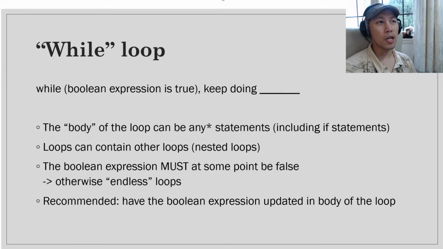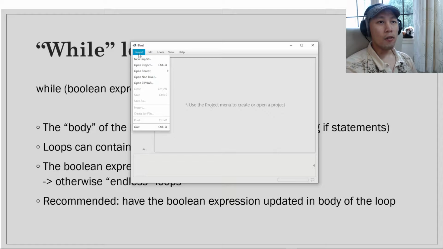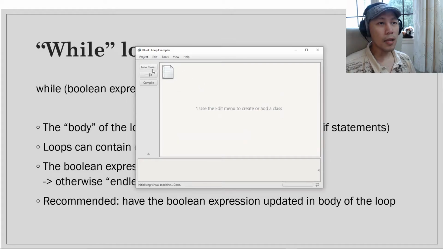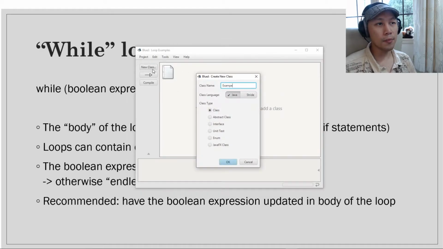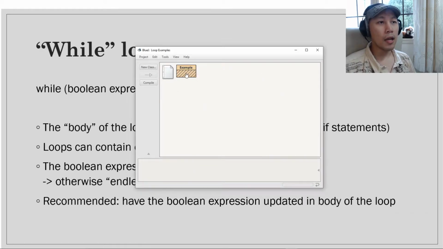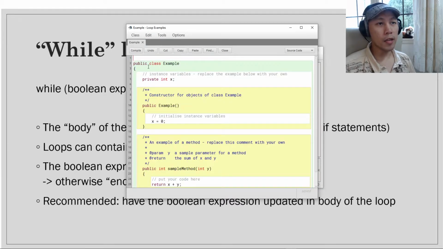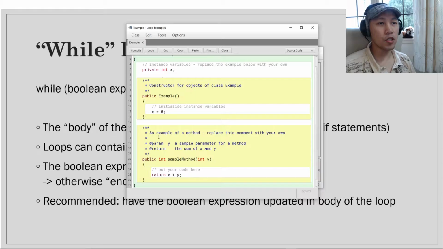Okay, let's go to a demonstration. As always, I begin with BlueJ. I create a new project, let's say loop examples, and we'll do a new class, Example. And as we normally do, we get rid of all the other stuff because it's not relevant to us just yet.